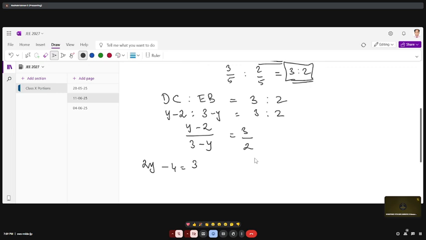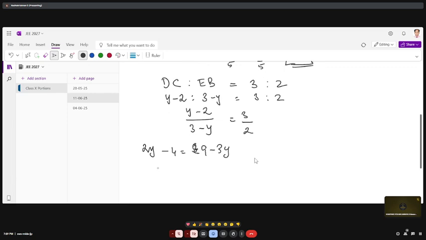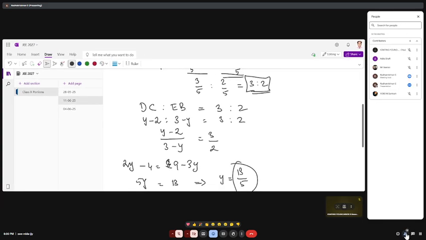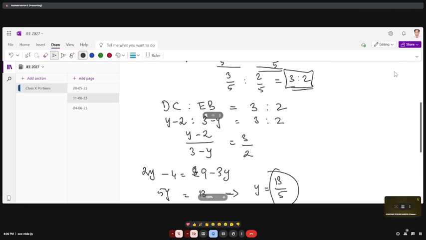Y minus 4 equal to 9 minus 3Y. 5Y equal to 9 plus 4, 13. That gives me Y equal to 13 by 5. Y equal to 13 by 5. Do you all understand? Any questions? Yes, sir.